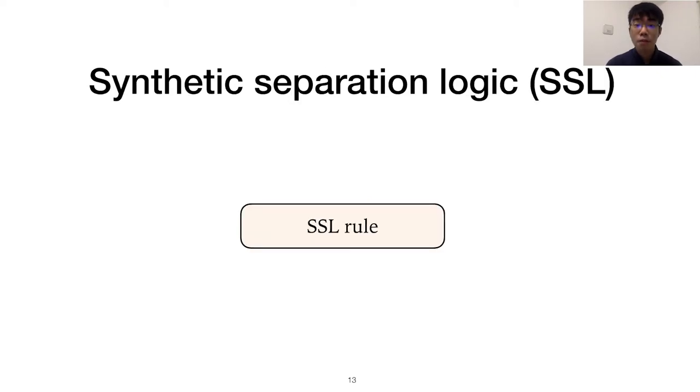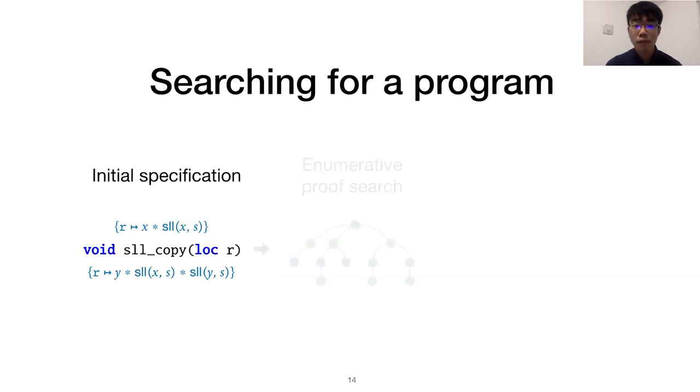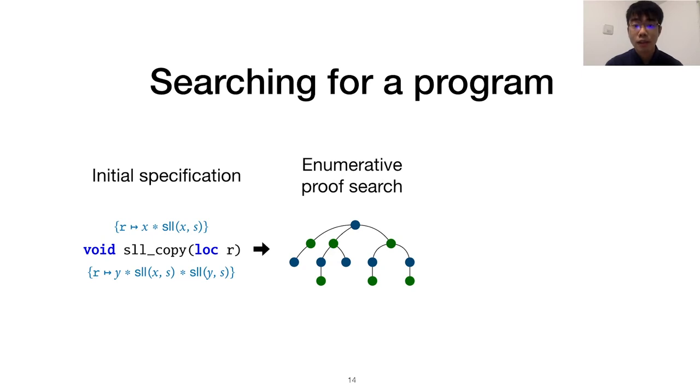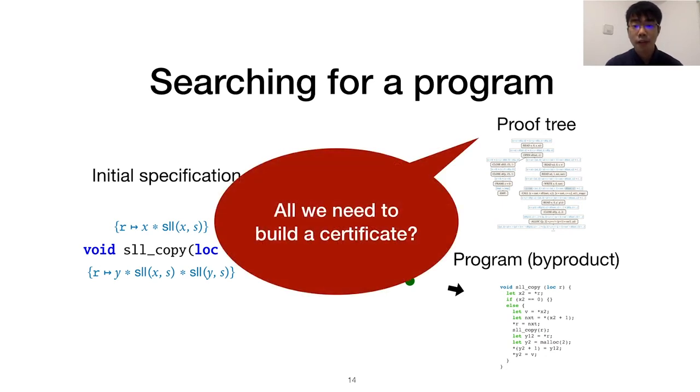Suslik operates in the logical framework of synthetic separation logic, or SSL. An applied SSL rule transforms a synthesis goal into another one, while also emitting a residual program statement. Suslik synthesizes programs by enumerating the search space of SSL rules until the goal is reduced to a trivial entailment and a program is found as a byproduct. In theory, the sequence of SSL rules applied to synthesize the program should be all we need to build a valid Coq certificate.